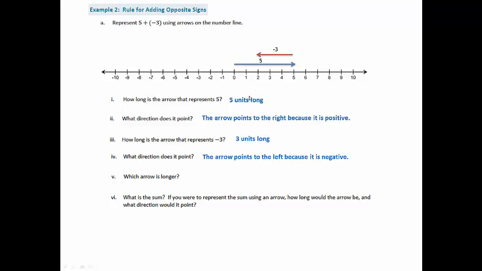Question number 5 asks, which arrow is longer? Well, when we have them lined up like this, we can see that the first arrow that represents 5 is longer than the arrow that represents -3.